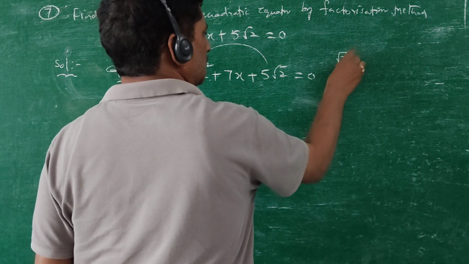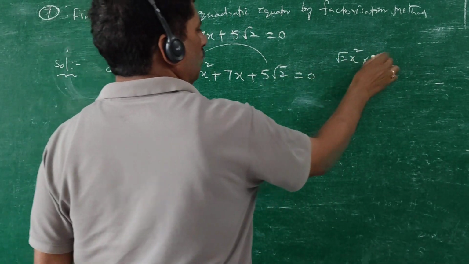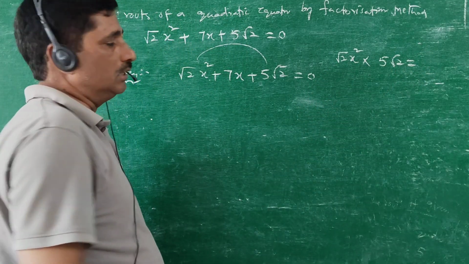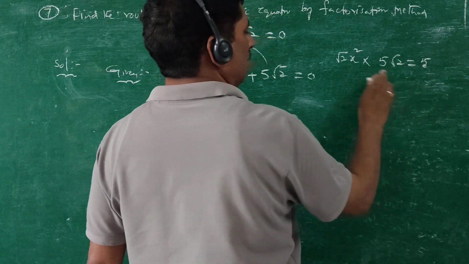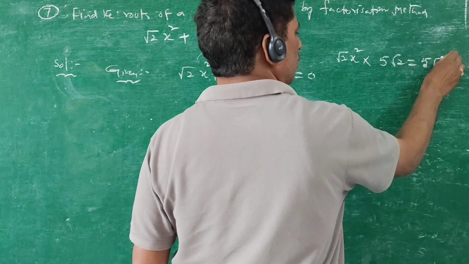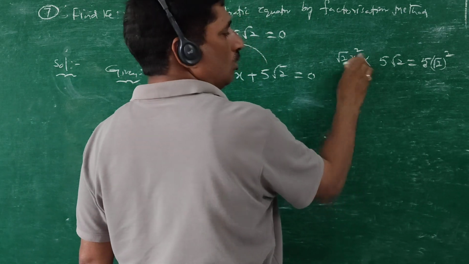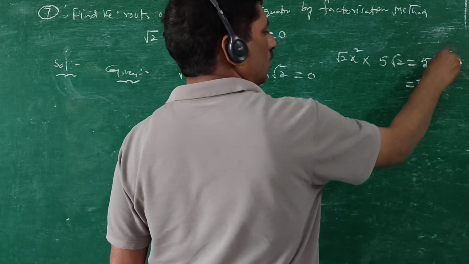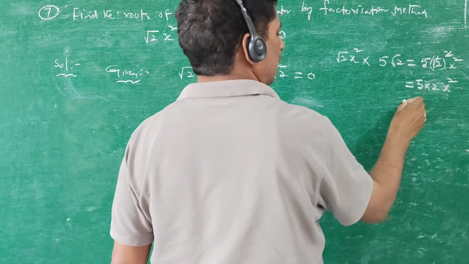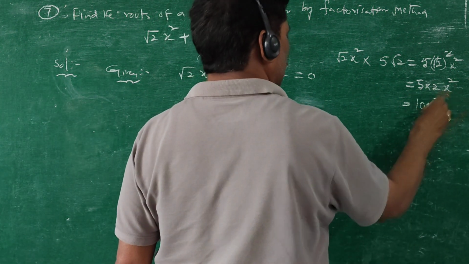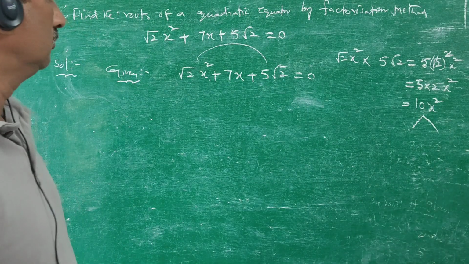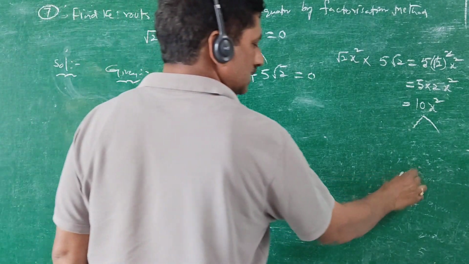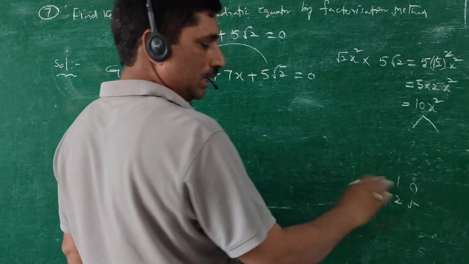Root 2 x square into 5 root 2, where x square is the quadratic term and this one is the constant. 1 5s are 5. Root 2 into root 2, whole square, root 2 into root 2. x square as it is, 5 as it is. The square and root get cancelled, so 2 x square. 5 2s are 10 x square. Again we get 10 x square. Now we have to split 10 into a pair of factors. We know that 1 10s are, 2 5s are, 5 2s are, 10 1s are.